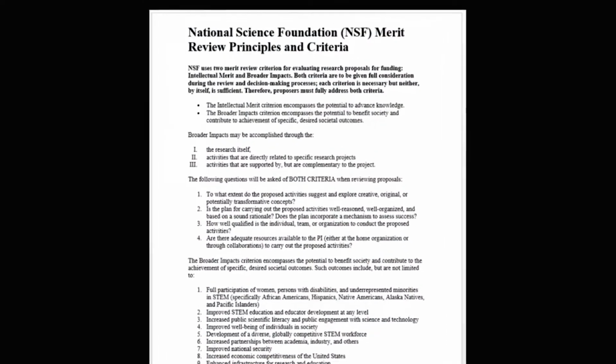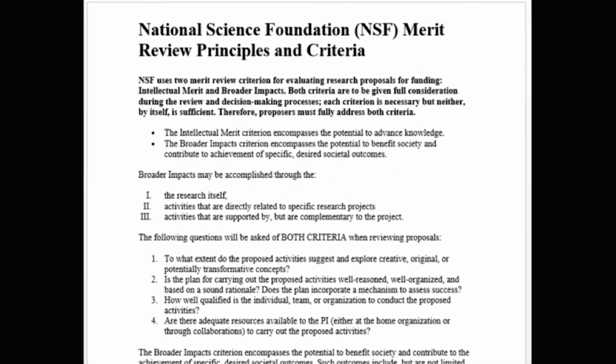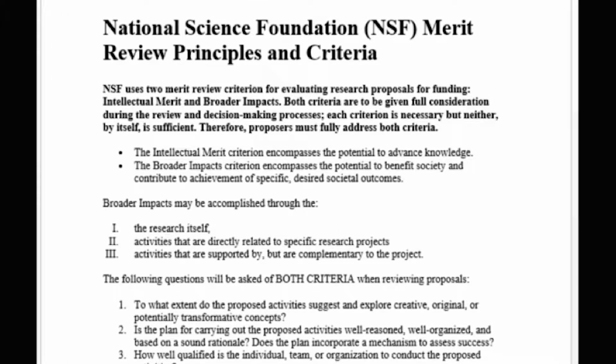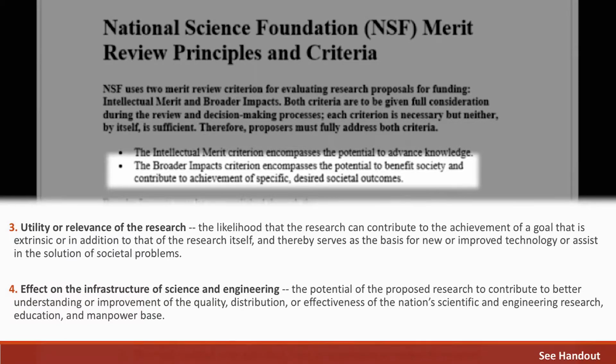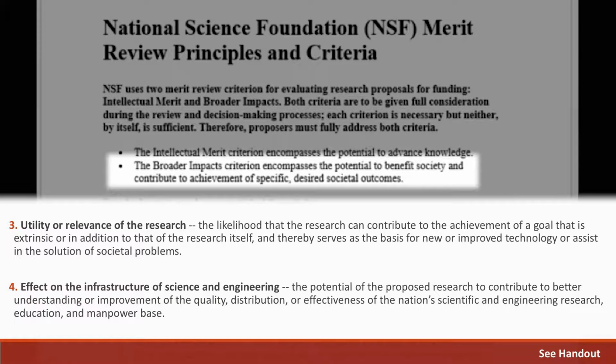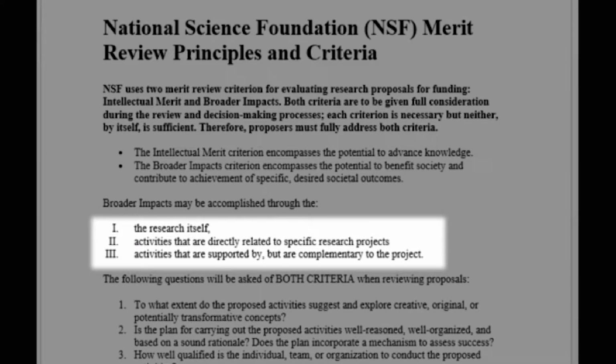If we go to the National Science Foundation review criteria, we can do a little bit of comparison. When we look at the National Science Foundation's current merit review principles and criteria, we can see what broader impacts has become, which is defined as encompassing the potential to benefit society and contribute to the achievement of specific desired societal outcomes. You can see language coming from the last 2 of the 4 old criteria that talks about how broader impacts may be accomplished through the research itself, the activities that are directly related to specific research projects, and activities that are supported by or complementary to the project.